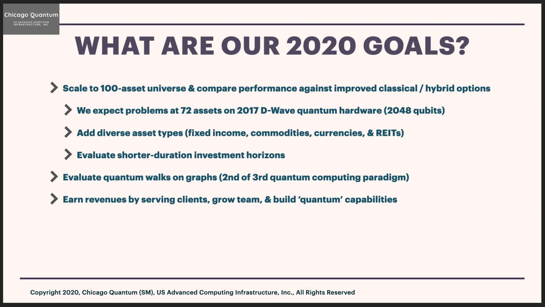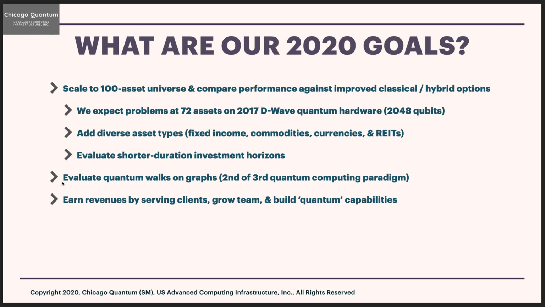We do expect problems at 72 assets on the D-Wave. We do. And part of it is it's just not enough qubits, at least in the 2017 architecture that we have access to. We're going to add diverse asset types, things like fixed income or bonds, commodities, currencies like Bitcoin, and even real estate investment trusts. And we are going to evaluate shorter duration investment horizons.